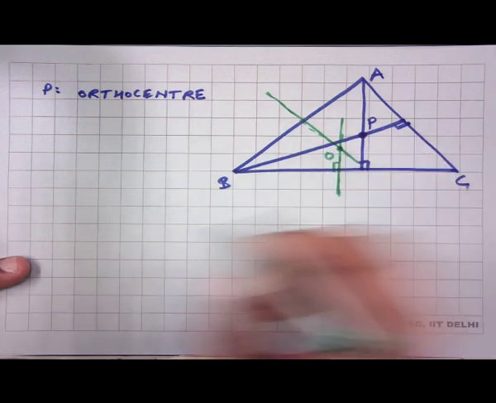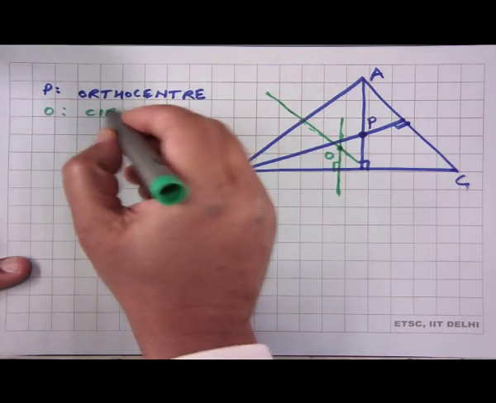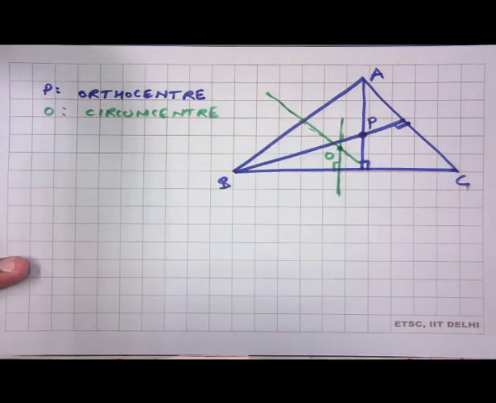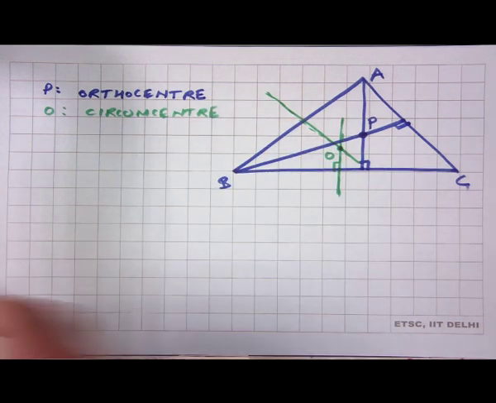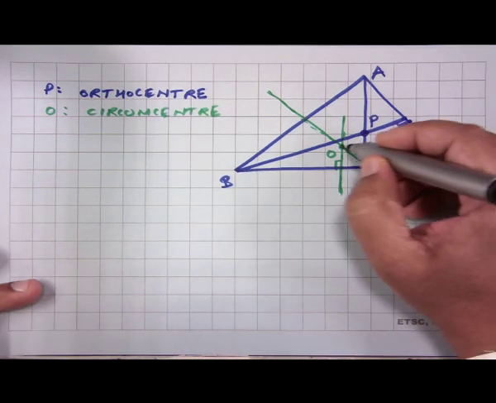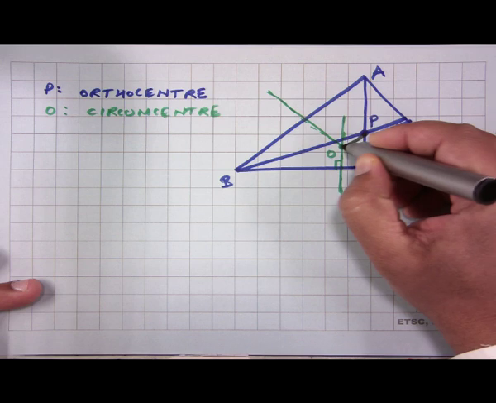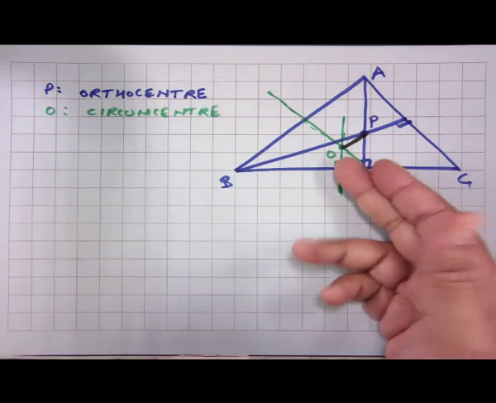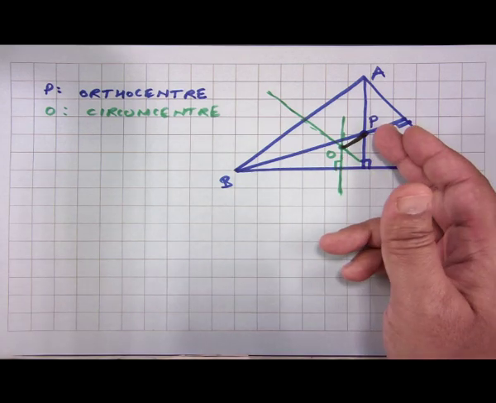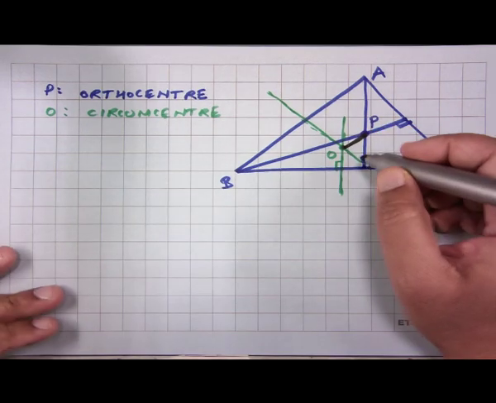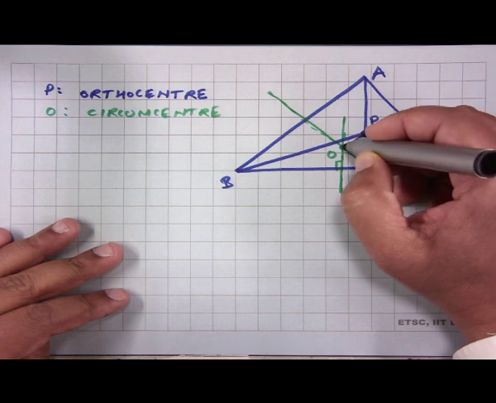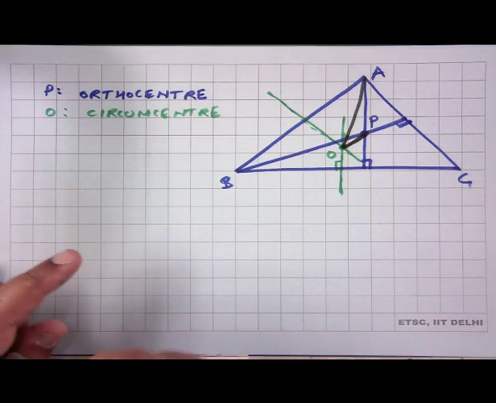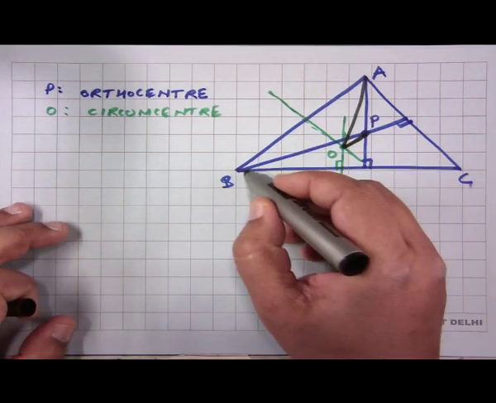So, this point O is the circumcenter, and the problem is asking us to find an expression for the length of this line segment OP, which is the distance between the circumcenter and the orthocenter. Towards solving this problem, let us first connect O with A, and we will also connect O with B.